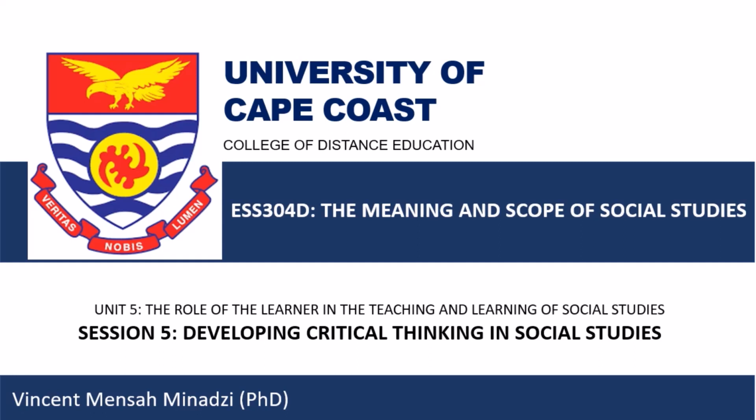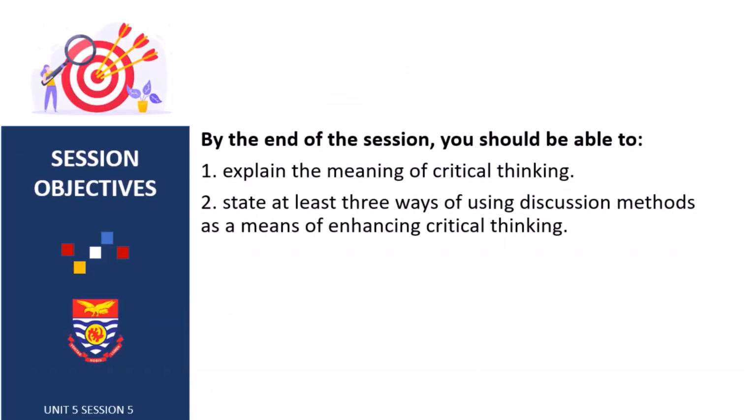Before then, let's look at the objectives we have set for this session. Objective 1 states that you should be able to explain the meaning of critical thinking. 2, you should be able to state at least 3 ways of using discussion methods as a means of promoting critical thinking.